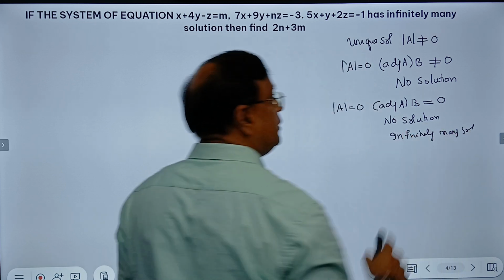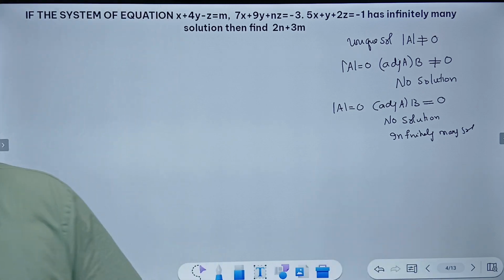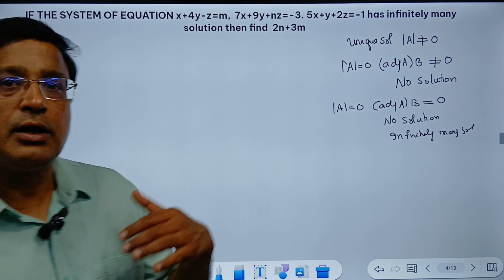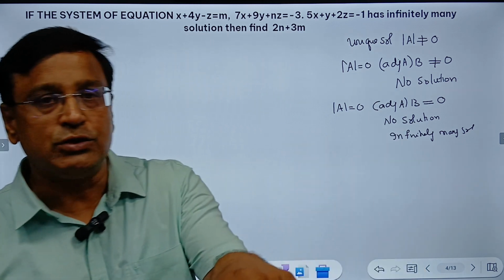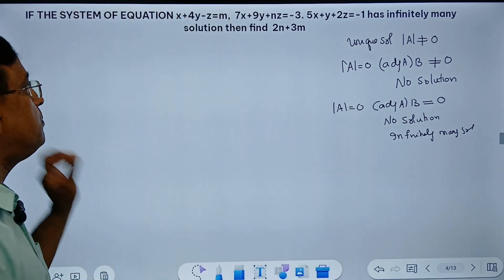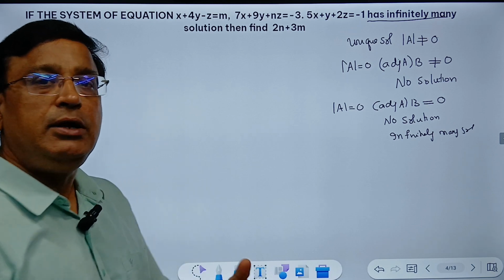These two are possible. If determinant A is 0 and adjoint of A into B is also 0, the system may be consistent or may not be consistent. If it is not consistent, then it has no solution. If it is consistent, it will not have a unique solution, but it will have infinitely many solutions. Now, in this particular problem, he has made it very clear the system of equations has infinitely many solutions.